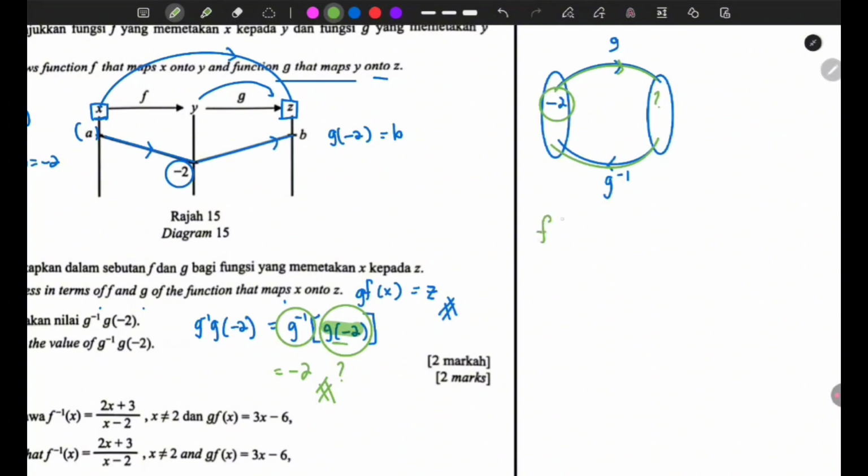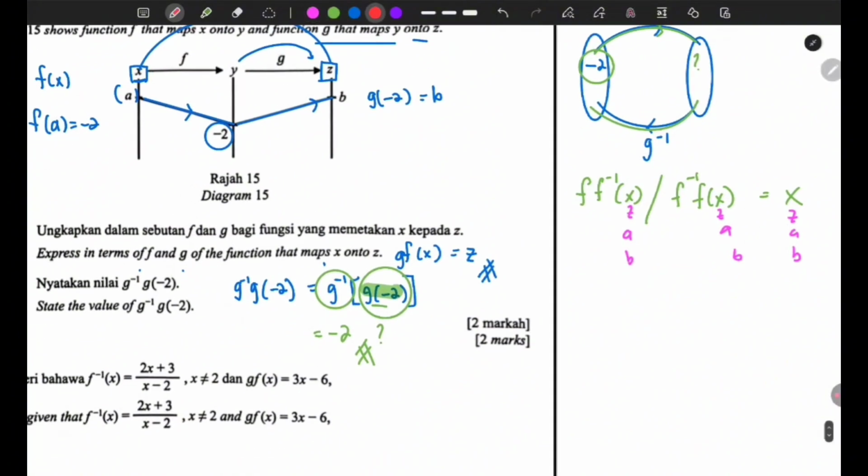Remember this thing, f inverse f(x) or f f inverse x, both you will get back the same. If here is z, you get z, a you get a, b you get b. It's the same thing, because you cross the first bridge and then inverse back, so it's the same thing you will get. So the answer is -2. So here 1 mark, here 1 mark, or 2 marks.